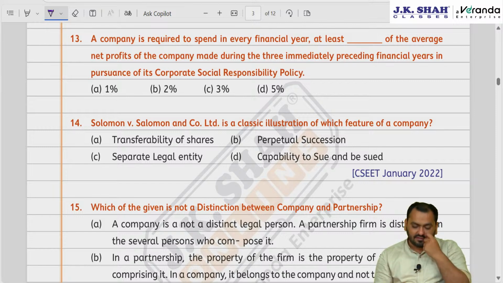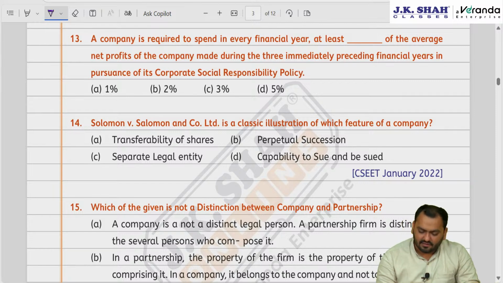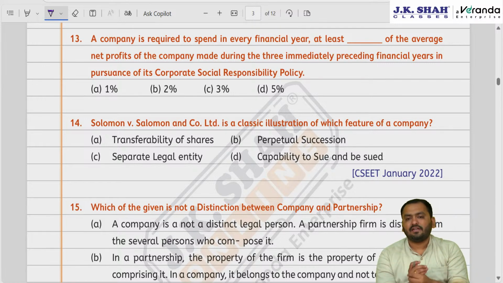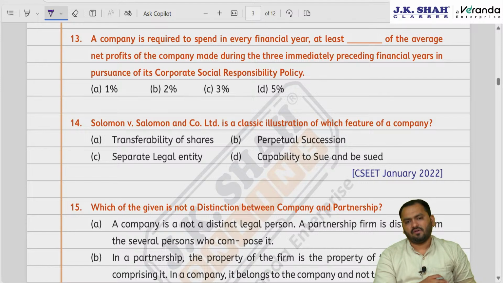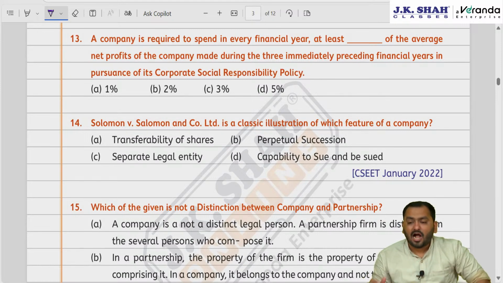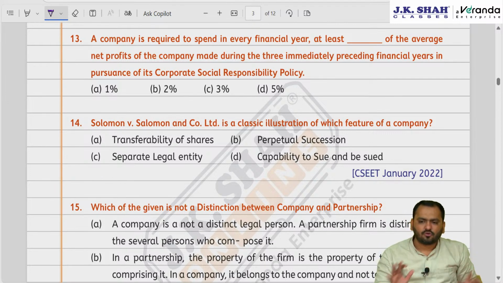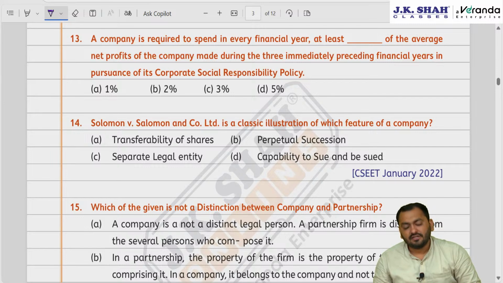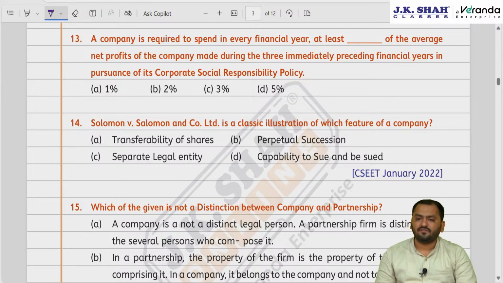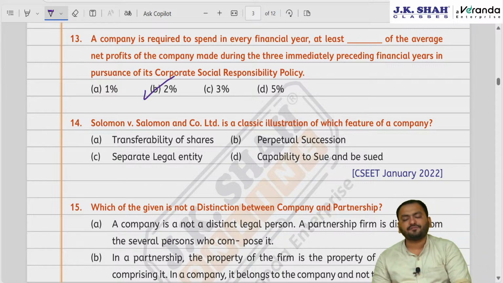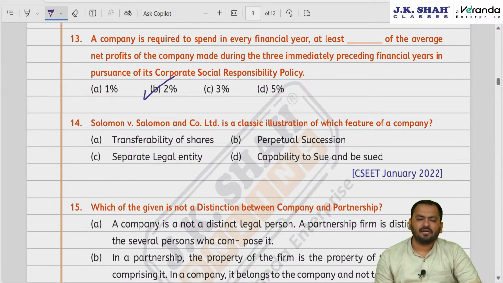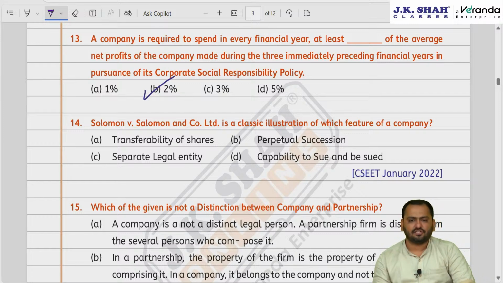So friends, in those 7 schedules, the activities where a company can spend money as CSR are in Schedule 7. That is where money can be spent. How it can be spent is given in the rules, with many points. And here they are asking how much money is to be spent. So the answer is: the company has to spend in every financial year at least 2% of the average net profits made by the company in the preceding 3 financial years.